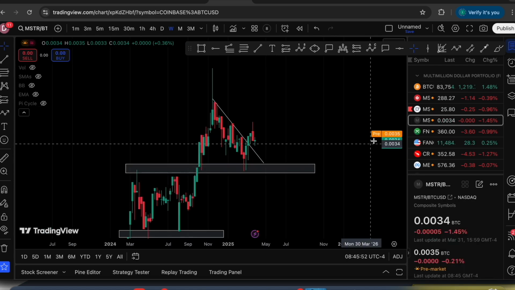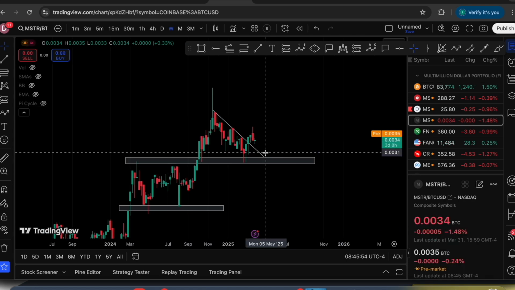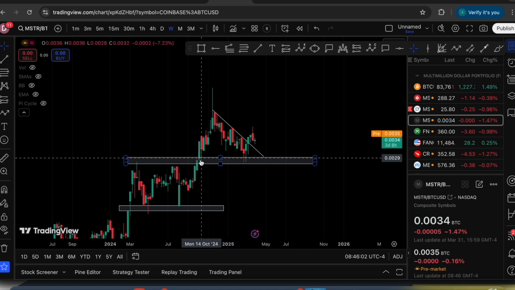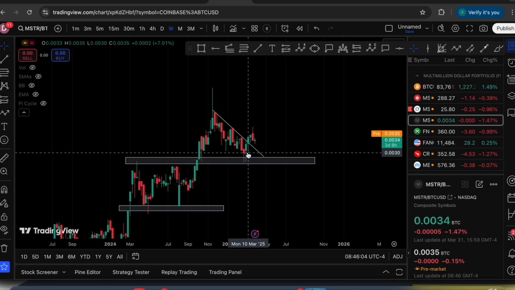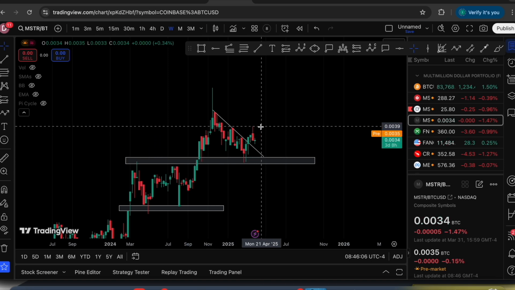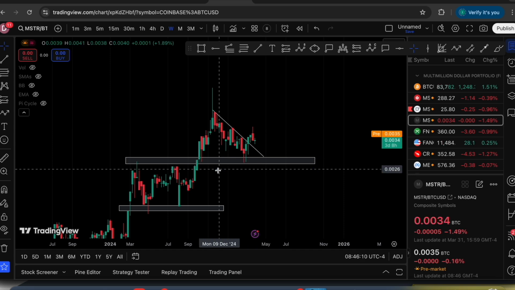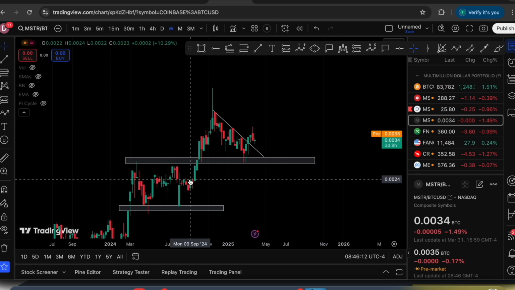On the MSTR divided by Bitcoin, we're looking good. This shows MicroStrategy measured in Bitcoin. So once this starts going up, this means that MicroStrategy is outperforming Bitcoin, which makes sense. In a bull trend, MicroStrategy should outperform Bitcoin because it's a leverage play on Bitcoin. It's a derivative of Bitcoin. When it goes up, it should severely outperform.